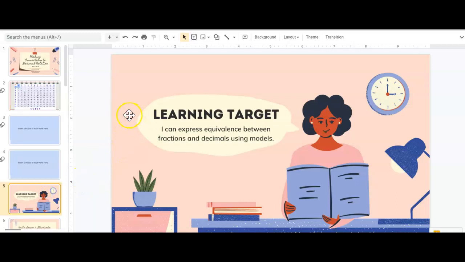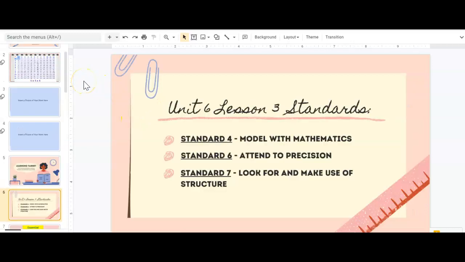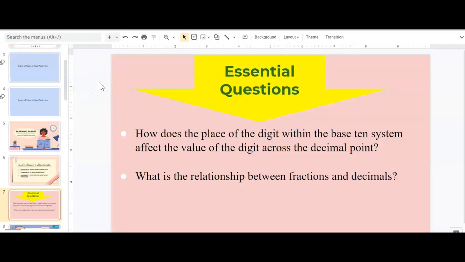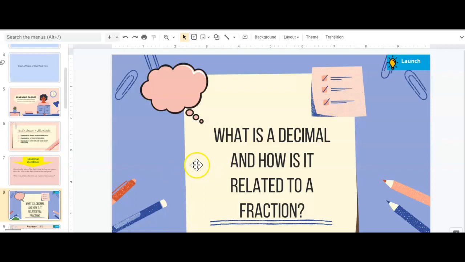Our learning target for today: I can express equivalence between fractions and decimals using models. These are just a breakdown of our standards. Our essential questions remain the same for this unit 6. How does the place of the digit within the base 10 system affect the value of the digit across the decimal point? And also, what is the relationship between fractions and decimals? What is a decimal and how is it related to a fraction?